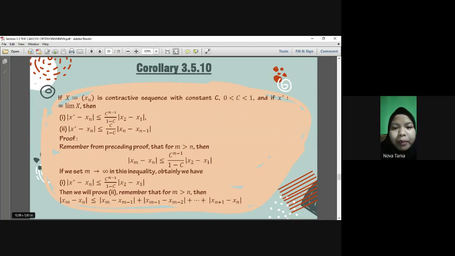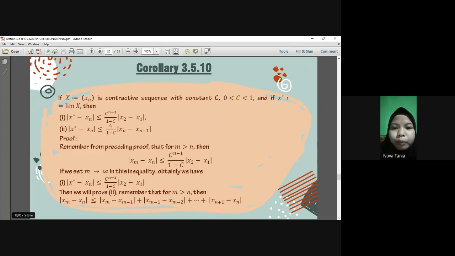And the proof: remember from the preceding proof that for m greater than n, we have the absolute value of xm minus xn less than or equal to c^{n-1}/(1 - c) times the absolute value of x2 minus x1. If we set m to infinity in this inequality, we obtain point 1: the absolute value of x* minus xn is less than or equal to c^{n-1}/(1 - c) times the absolute value of x2 minus x1.